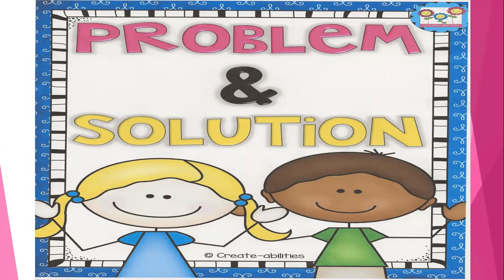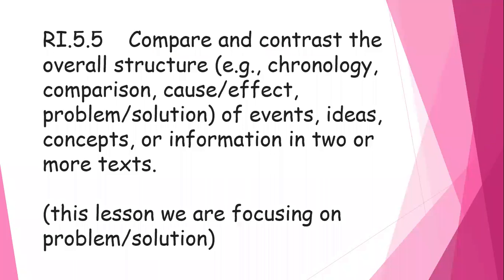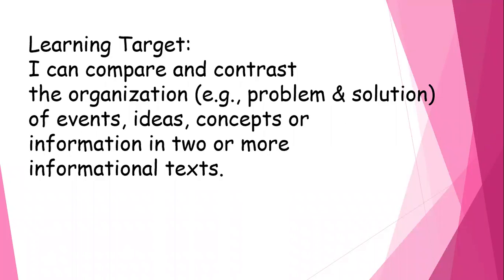Today, we're going to be talking about problem and solution. Our standard is RI 5.5, compare and contrast the overall structure. And we're going to be looking at problem and solution of events, ideas, concepts, or information in two or more texts. This lesson, we are focusing on problem and solution. Our learning target: I can compare and contrast the organization, for example, problem and solution, of events, ideas, concepts, or information in two or more informational texts.